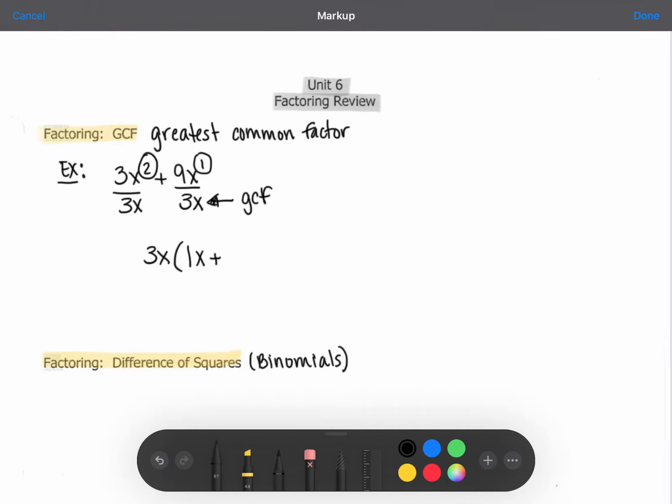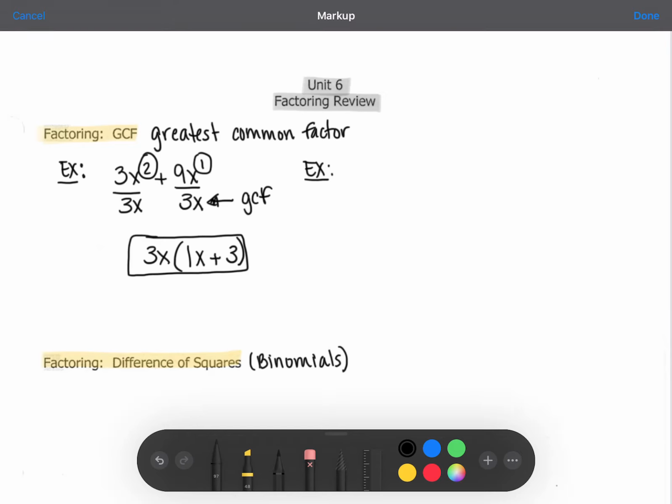Plus, now I'm moving on to the next part, which is the 9x divided by 3x. 9 divided by 3 is 3. X divided by x is 1, because if you divide anything that's the same on the top and the bottom, you always get 1. So I don't need to put the 1 here, because if I did, it would look like that, and we don't do that. We know 3 times 1 is 3, and so my answer is 3x times 1x plus 3. And of course, you don't have to put that 1 up front. You can just put the x. It really doesn't matter.